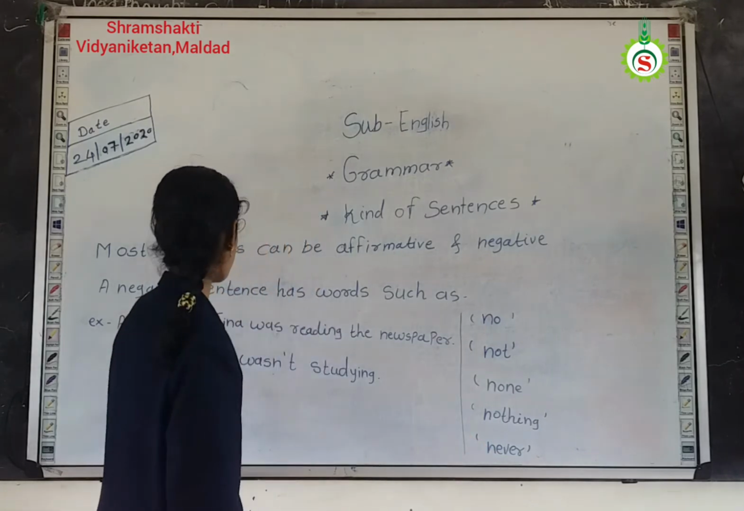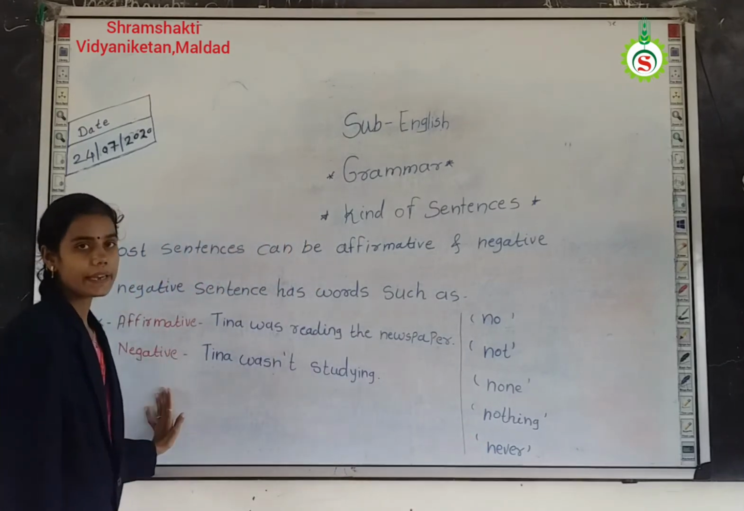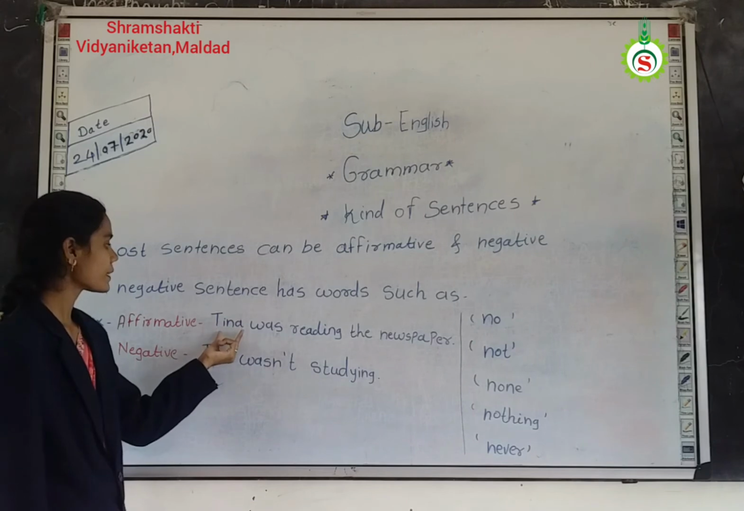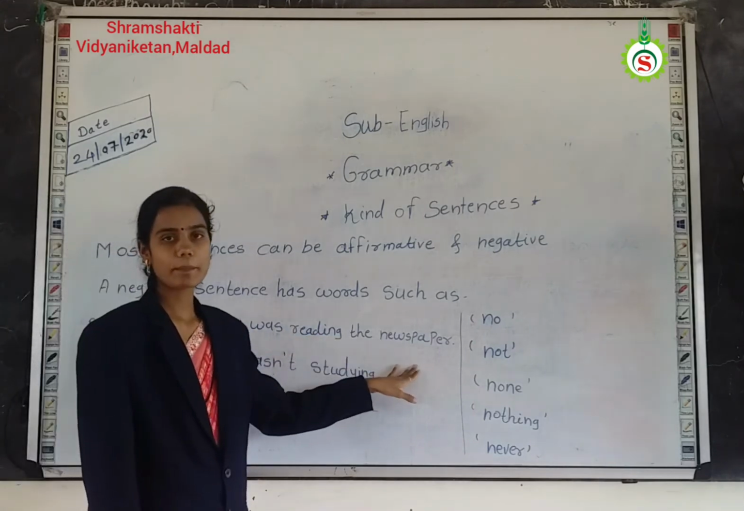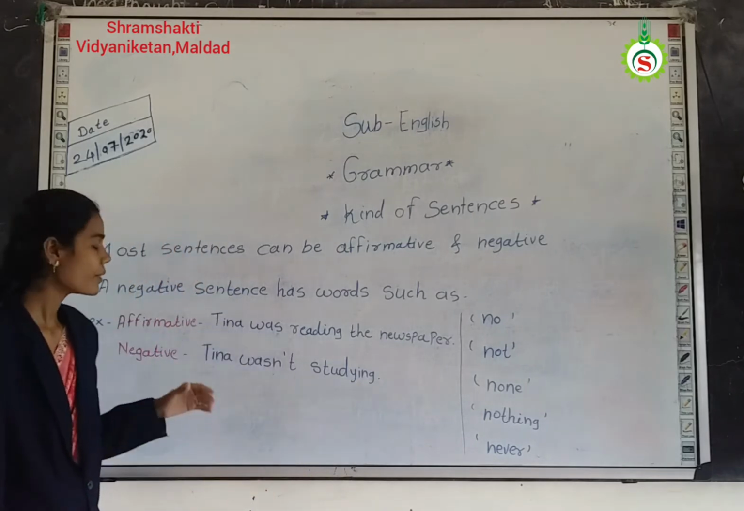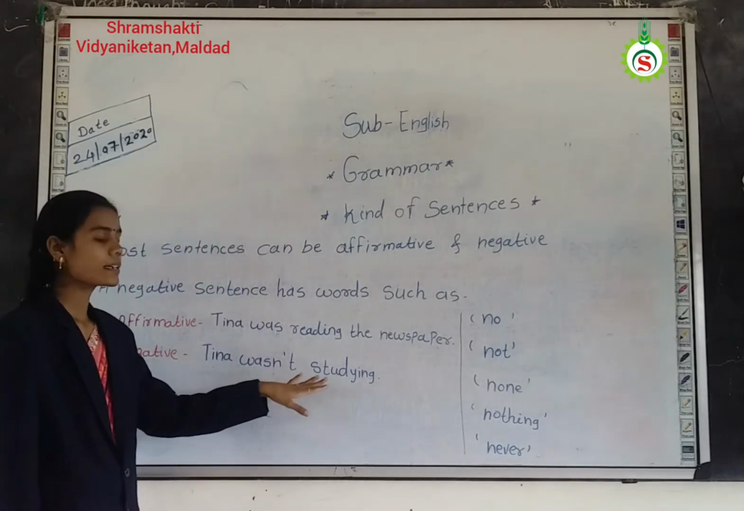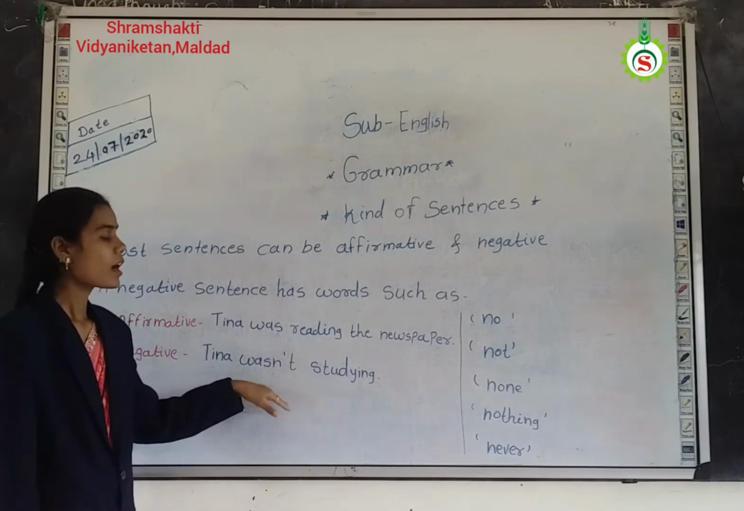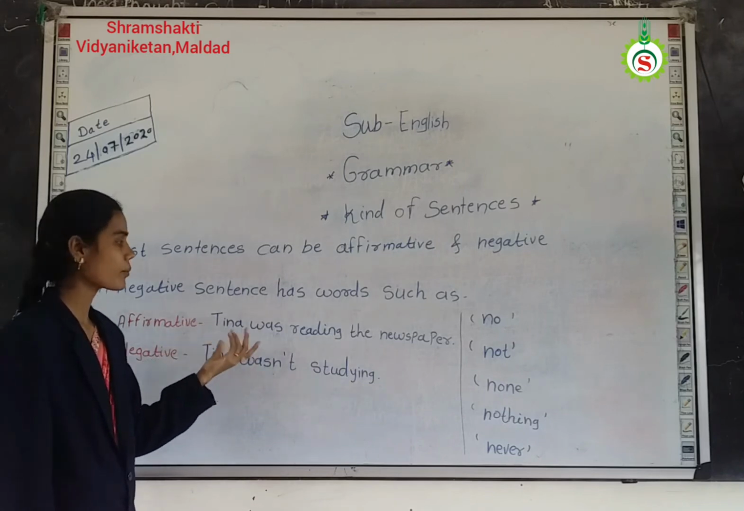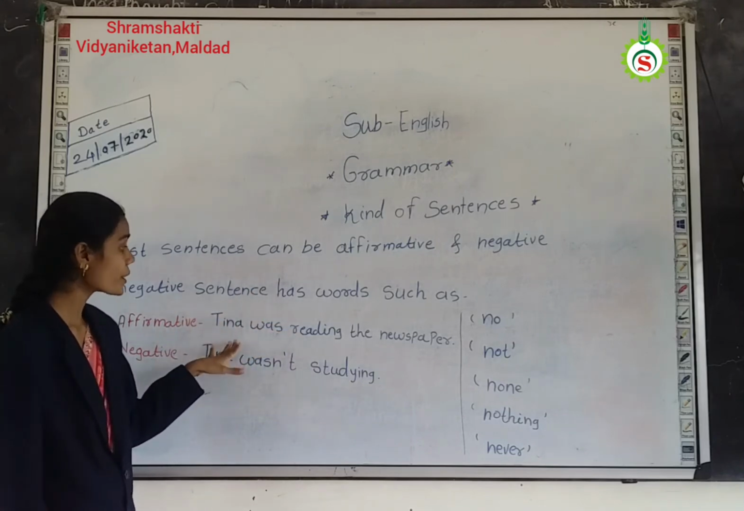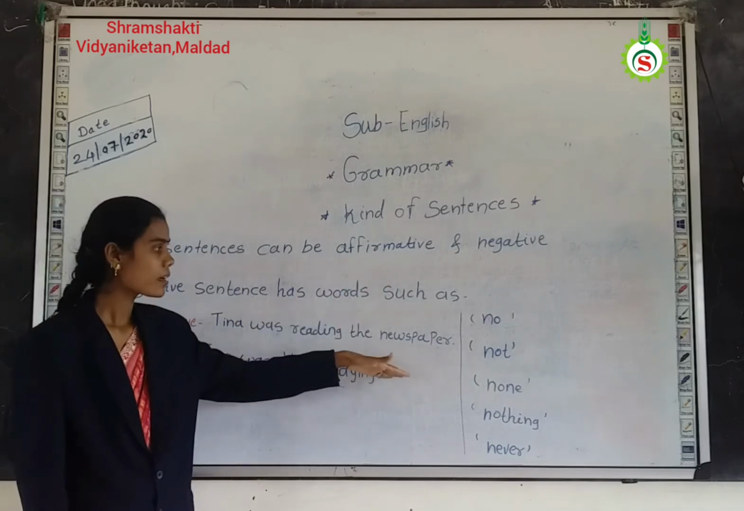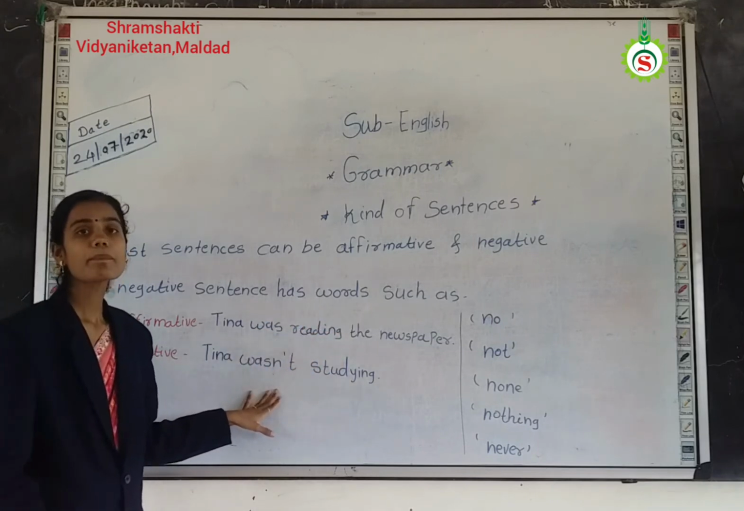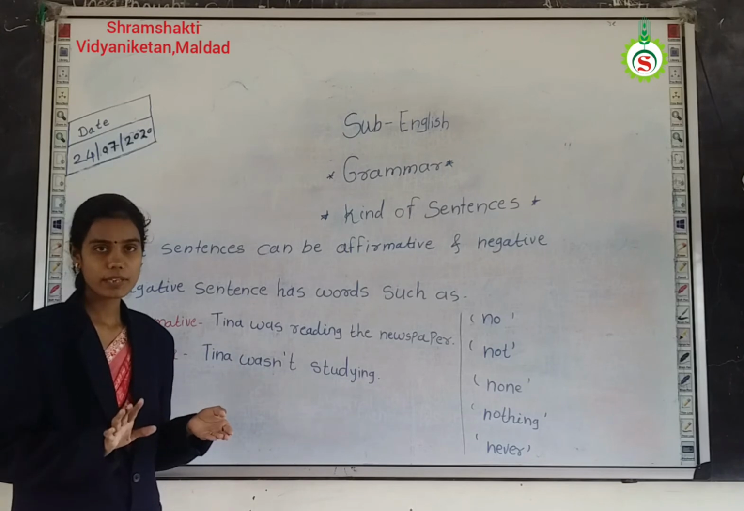So we see some examples of affirmative and negative. First, an example of an affirmative sentence: "Tina was reading the newspaper." But in a negative sentence we say, "Tina was not studying." Okay? In a negative sentence we use not. In an affirmative or positive sentence we don't use these negative words: no, not, none, nothing, never. We use these words only in negative sentences, not in positive sentences. Okay?